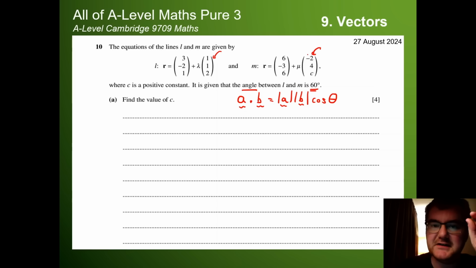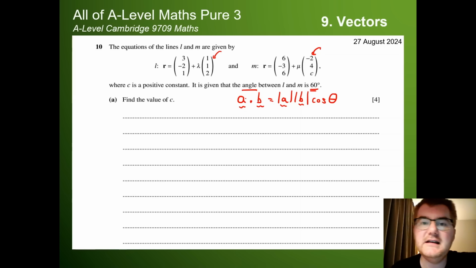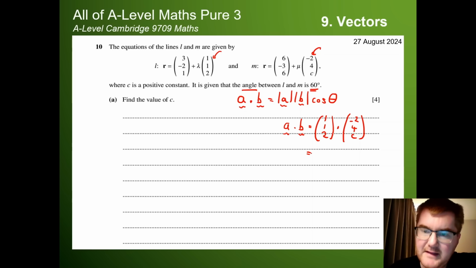So it's this vector here. If we do the A dot B first of all, and we only care about the direction vectors, we're doing (1, 1, 2) dot (-2, 4, C). That will give us -2 plus 4 plus 2C, which simplifies to 2C plus 2.